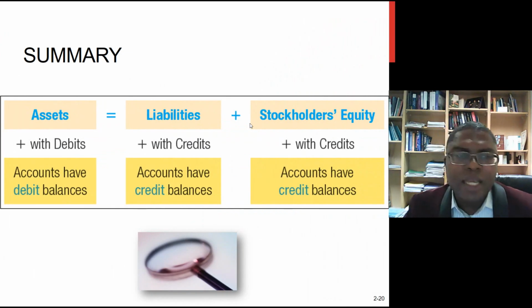So the way we say it is that asset accounts have debit balances, which implies that increases in assets are written on the debit side. Liability accounts have credit balances. Stockholders' equity accounts have credit balances, which implies that increases in the stockholders' equity accounts are recorded on the credit side of the T account.